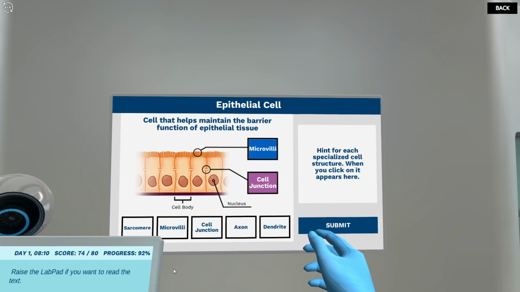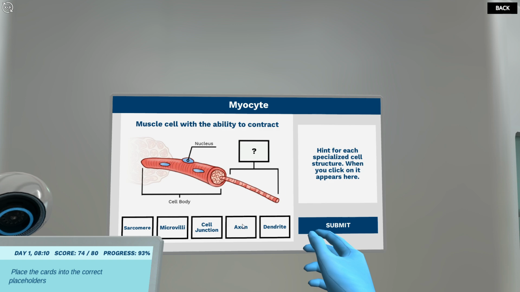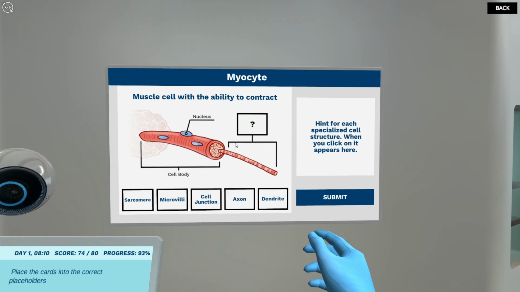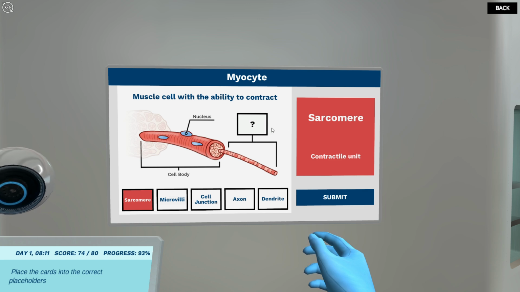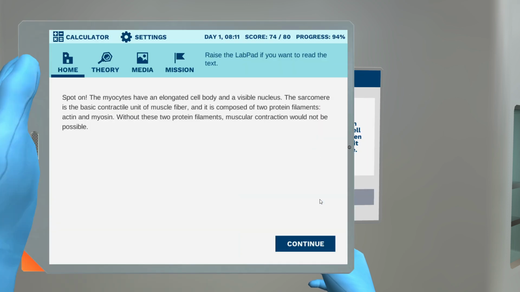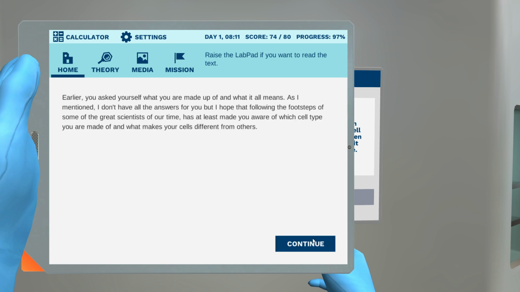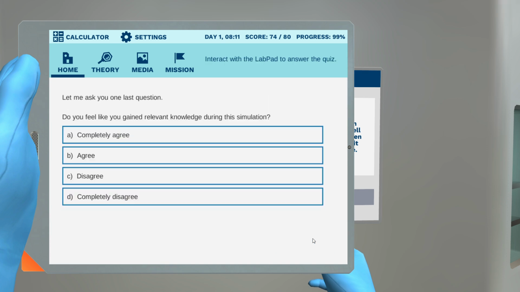That's right. Epithelial cells need cell junctions. A myocyte is a muscle cell. Muscles are composed of long bundles of myocytes, bound together by a layer of connective tissue. Place the cards into the correct placeholders. Spot on. Well done. Let me ask you one last question.